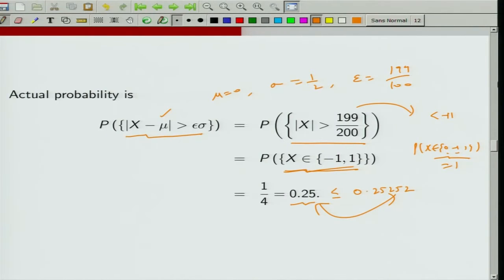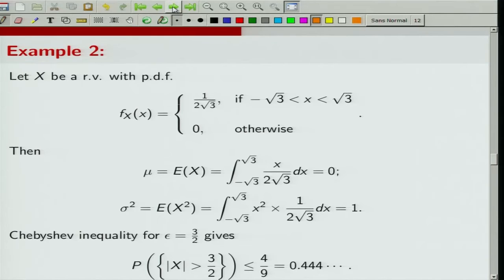In some situations the Chebyshev inequality may not be that sharp. Let us try to look at that example. Let x be a random variable with PDF given by 1 by 2 root 3 if x lies between minus root 3 to root 3, 0 otherwise. Let us look at mu, which is equal to the expected value of x.